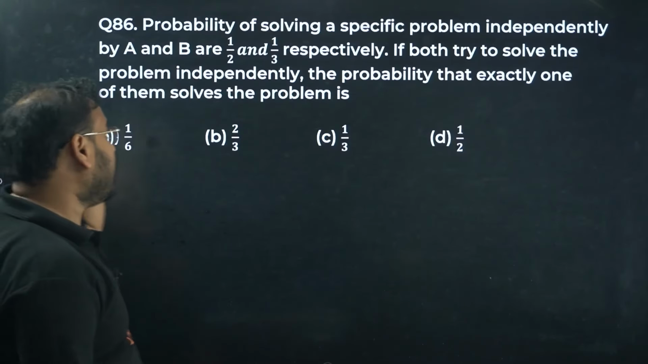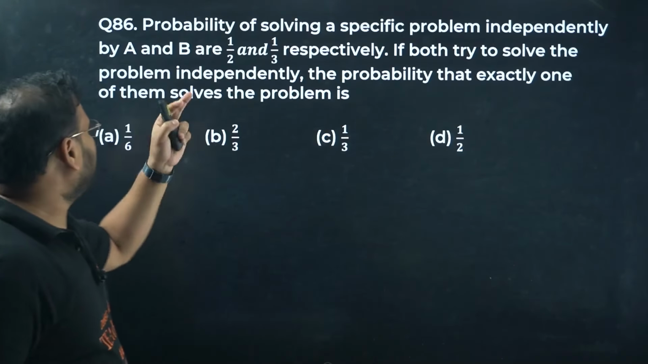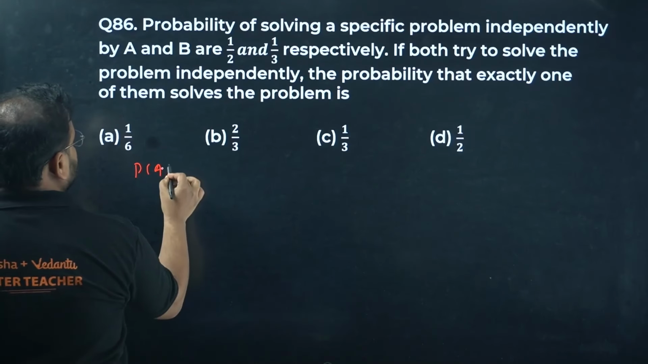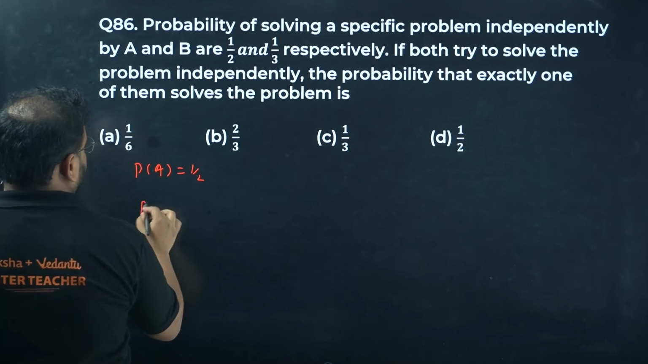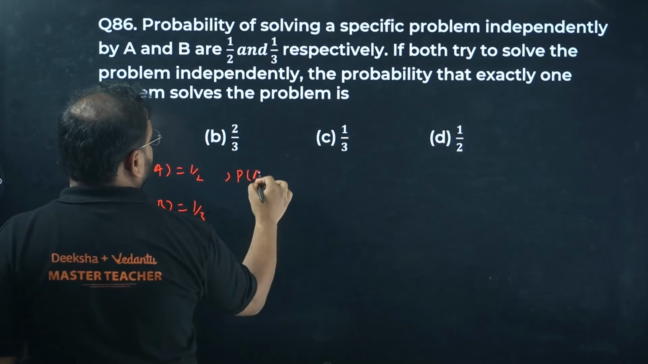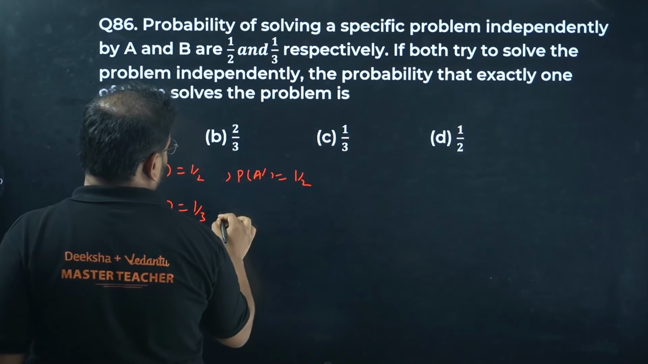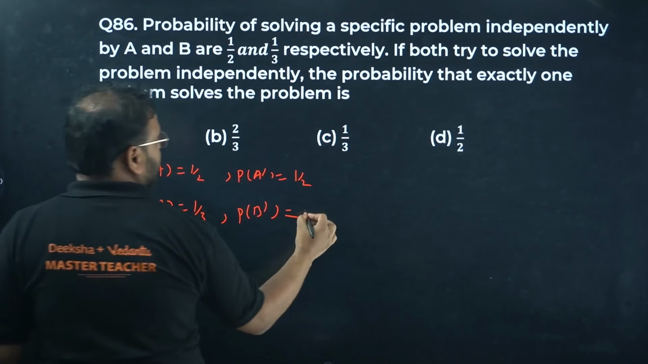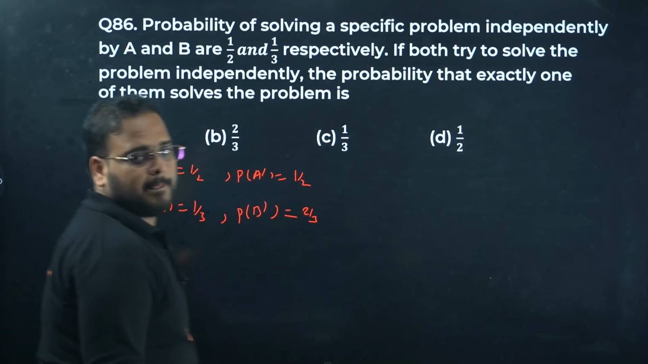86 now. Probability of solving a specific problem independently by A and B are given. Means P of A is given as 1 by 2. P of B is given as 1 by 3. So we know how to solve it. P of A dash, again 1 by 2. And P of B dash will be what? 1 minus P of B, so 2 by 3.